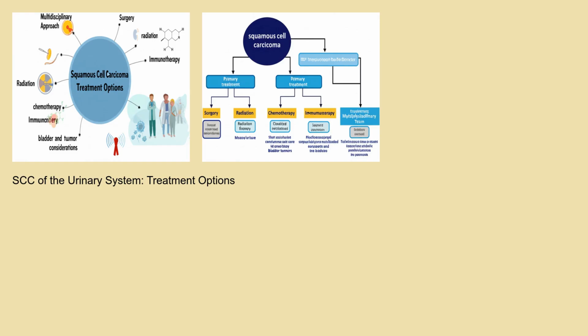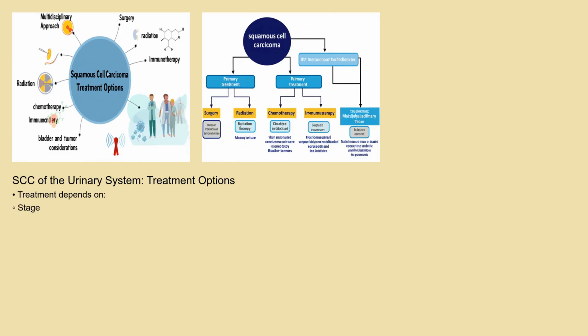Treatment for SCC of the urinary system depends on the stage, location, and overall health of the patient. Surgical removal of the tumor is often the primary treatment option. This may involve partial or radical cystectomy for bladder tumors or nephrectomy for kidney tumors. Radiation therapy, which uses high-energy rays to kill cancer cells, may be used before or after surgery or as the primary treatment for patients who are not suitable for surgery.